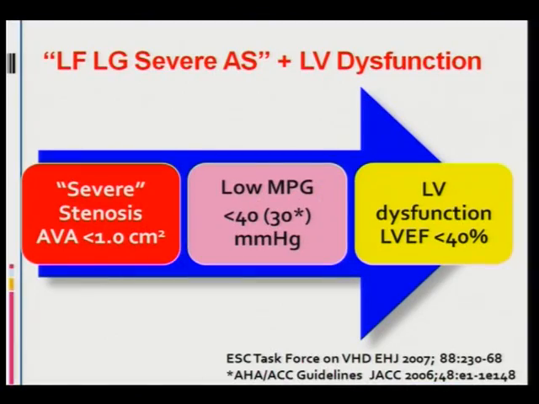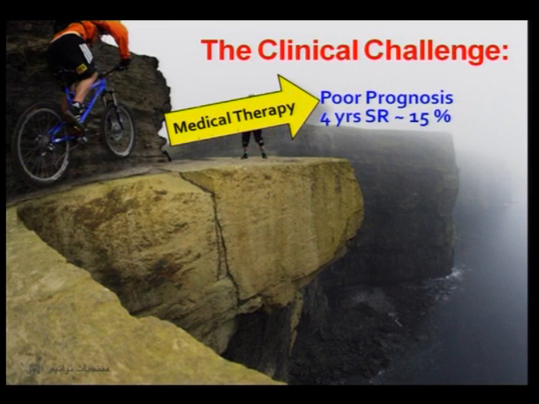This entity of low flow, low gradient, severe aortic stenosis with LV dysfunction is defined as severe stenosis by area less than 1 centimeter square, a low mean gradient across the aortic valve, which by value means less than 40 millimeters of mercury, in the presence of significant LV dysfunction, which means an ejection fraction less than 40%. The American and the European guidelines nearly coincide in this respect.